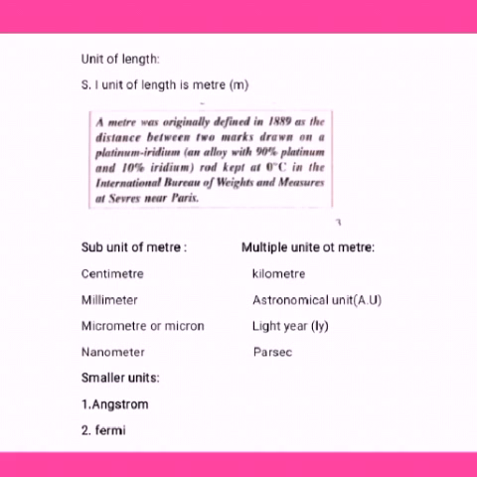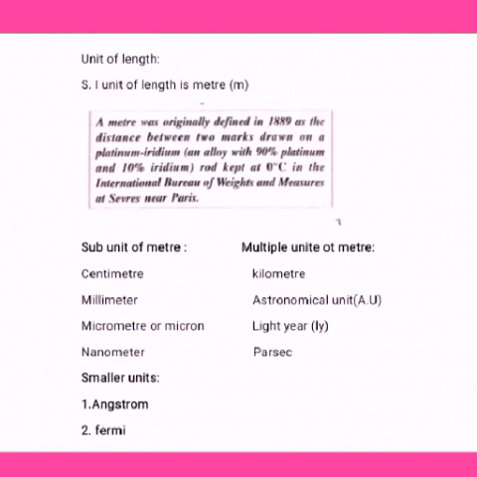Later on, in 1983, the meter was redefined in terms of the speed of light, according to which 1 meter is the distance travelled by light in 1 divided by 29 crore 97 lakh 92,458 of a second in air or vacuum.